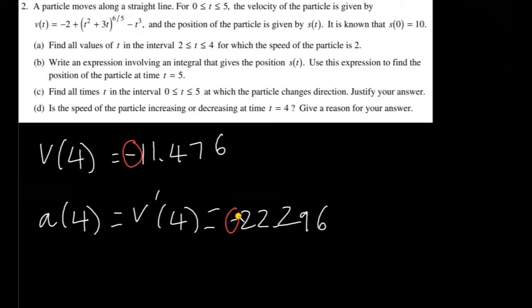Okay? Now it's important to check the signs. That's going to tell us if the speed is increasing or decreasing. So you can see these are both negative, right? So since they both have the same sign, we know that this particle's speed is increasing, okay? So you'd say the speed is increasing because v of 4 and a of 4 have the same sign. That's our reason for the answer, okay? And this was a 2-point question, 2 points for the correct answer with the explanation. That's question 2.